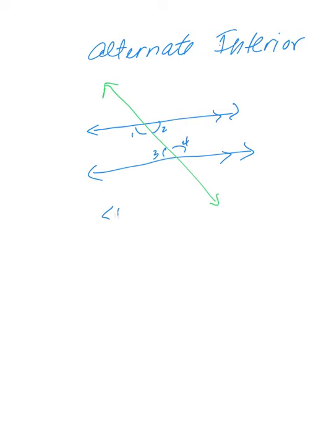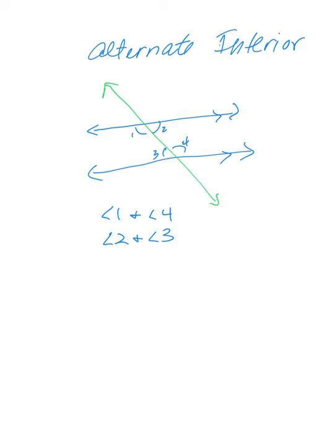So for alternate interior angles, I'm going to number these 1, 2, 3, and 4. Angle 1 and angle 4 are alternate interior angles, okay? The word alternate means one on either side of the transversal, across from each other, okay? They alternate. So 1 and 4, and who are the other 2 alternate interior angles? Angle 2 and 3 are alternate interior.